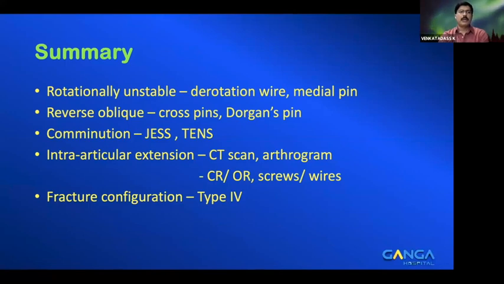And finally, the type 4 fractures, which are unstable in all directions. It's called multidirectional unstable fractures. There are subtle radiological signs by which you can recognize these fractures and be prepared to reduce and fix them. Thank you very much.